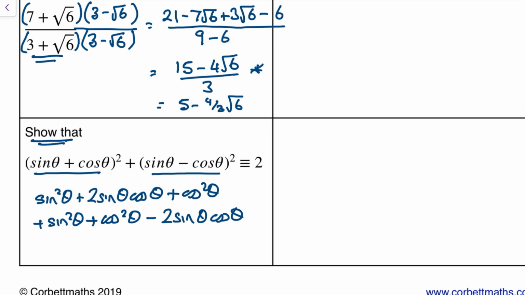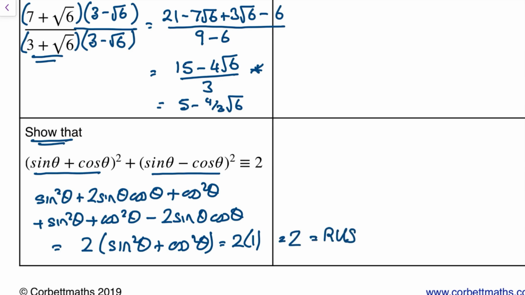Now, my 2 sine theta cos theta cancels out, which just leaves me, definitely write this step in between, 2 lots of sine squared theta. Let's write that slightly neater. 2 lots of sine squared theta plus cos squared theta, which is equal to 2 times 1, which is equal to 2, which is equal to the right-hand side. So therefore, I have proven it to be true.